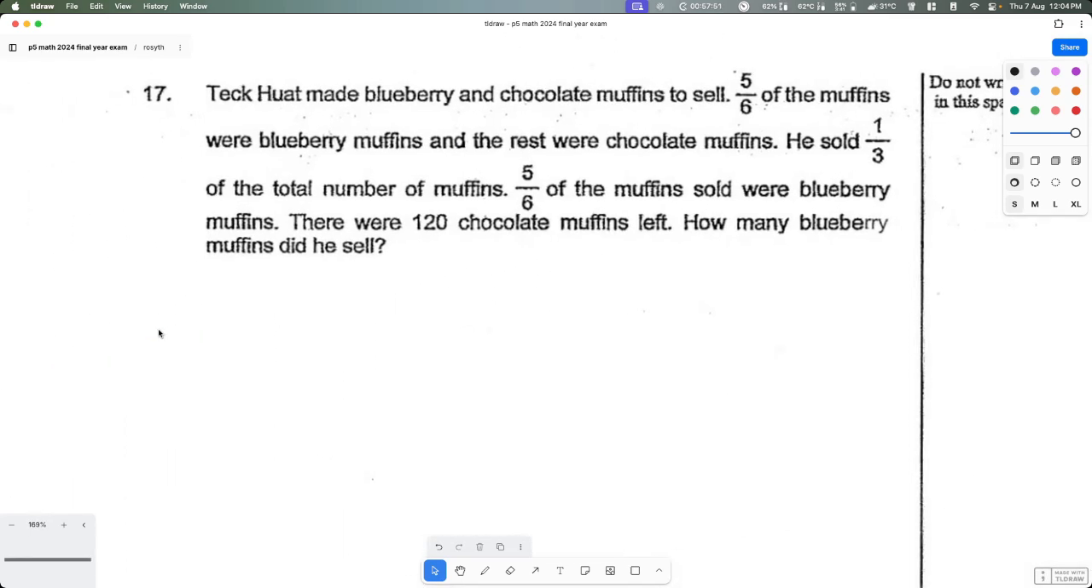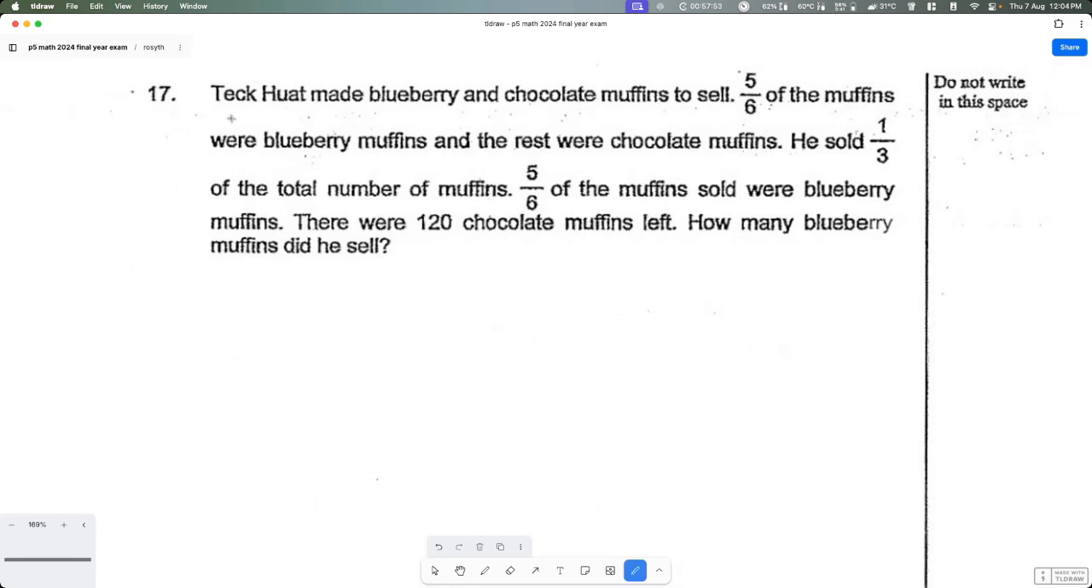Last question, question 17. Jake made blueberry and chocolate muffins to sell. 5/6 of the muffins were blueberry and the rest were chocolate muffins. He sold 1/3 of the total number of muffins. 5/6 of the muffins sold were blueberry muffins. There were 120 chocolate muffins left. How many blueberry muffins did he sell?